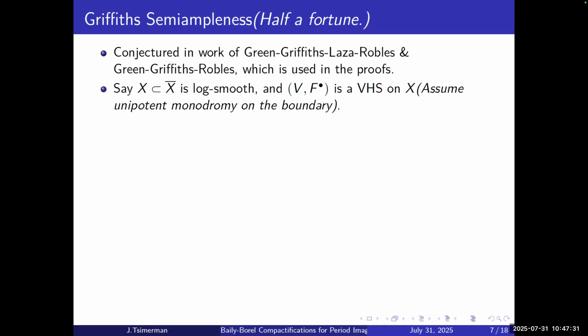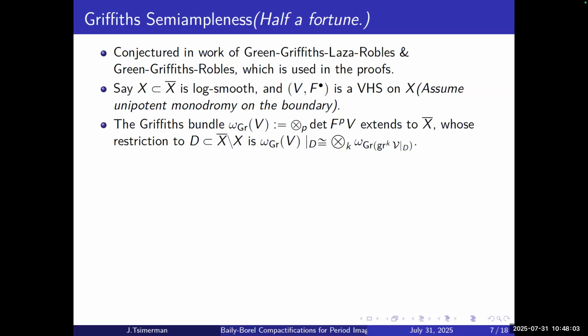Okay, and this theorem we have is sort of an upgrade of a conjecture made in the work of Green, Griffiths, Laza, and Robles, and also in follow-up work by Green, Griffiths, and Robles, who had a lot of important prior work that we use in our proof, which we're going to call the Griffiths semi-ampleness conjecture. And it's the following. Suppose you have a log smooth X and X bar and some variation of Hodge structures on X. And for the experts in the audience, I'm going to assume everything is unipotent monodromy on the boundary, just to simplify life a little bit.